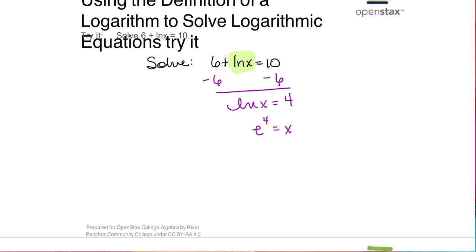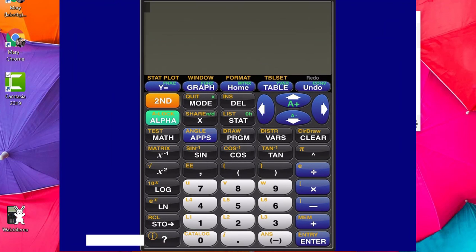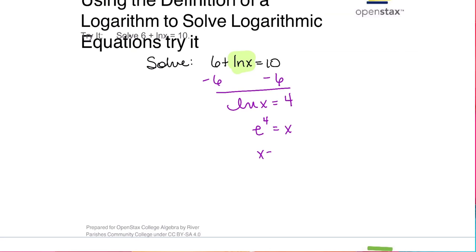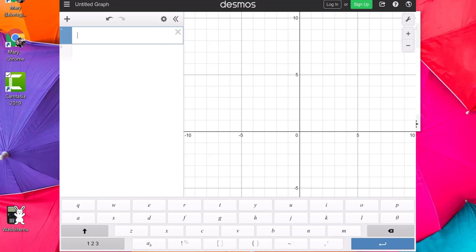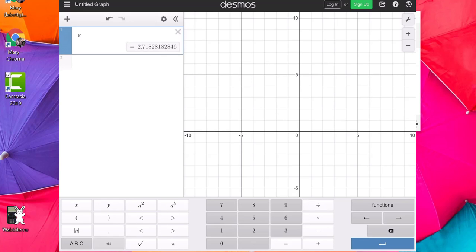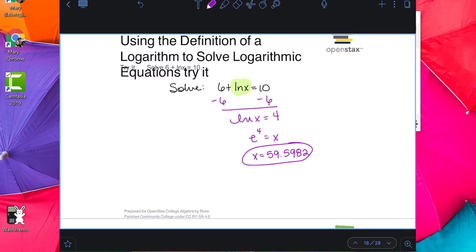Let me just make sure you know how to do the e. I think we discussed it in a previous video, but just in case. If you have the TI, you would hit second ln, e pops up, to the 4th power, 54.5982. But let's also do it on Desmos, just in case. For this, you can actually just type the letter e to the 4th power, and 54.5982. Same answer, either type of calculator.